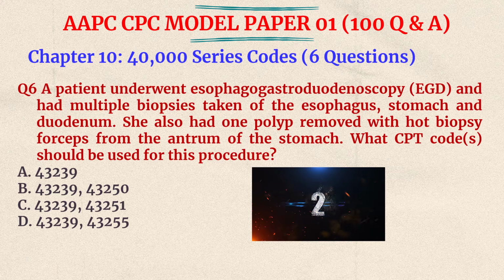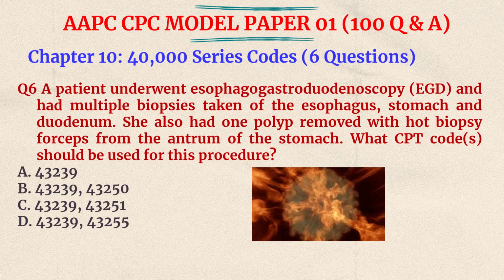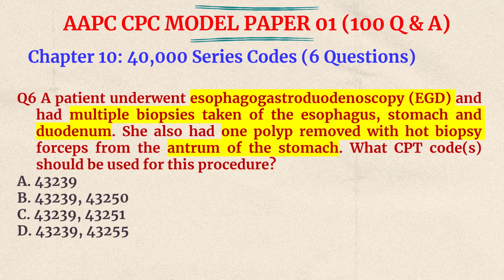3, 2, 1. Okay, in this case, you have to highlight two things. First thing is esophagoduodenoscopy and multiple biopsies taken from esophagus, stomach, and the duodenum. So one part is taken biopsy. The second part is one polyp removed with hot biopsy forceps from the antrum of the stomach. So there are two procedures done. So let's check how to code this.